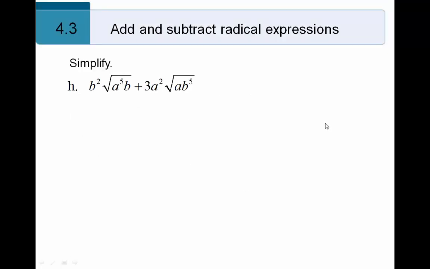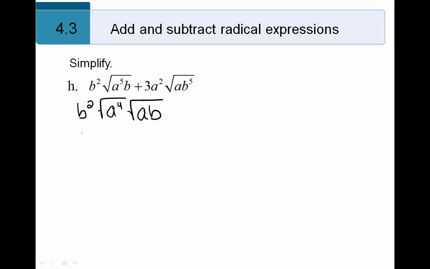All right, it took me to h. Great. Okay. All right, in this last one, we have b squared times the square root of a to the fifth b plus 3a squared times the square root of ab to the fifth. So I'm going to drop down my b squared. A to the fifth, to take the square root of it, I need to take one away. And the leftover one, I'll put by itself. But the b, I'm not going to be able to take the square root of that either, so I'm just going to put it with the a.